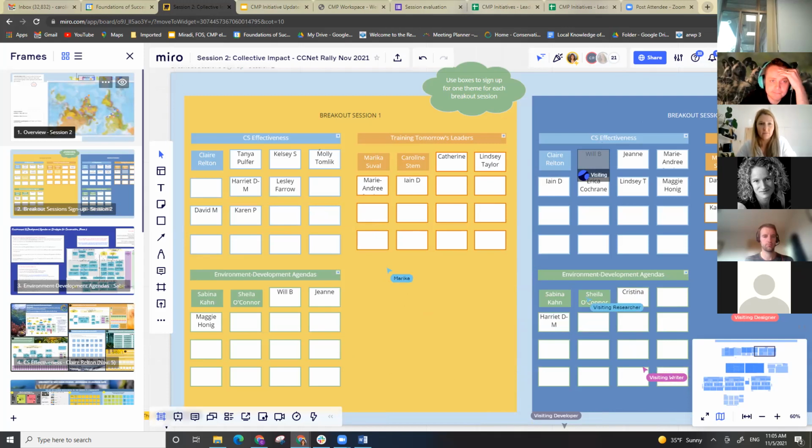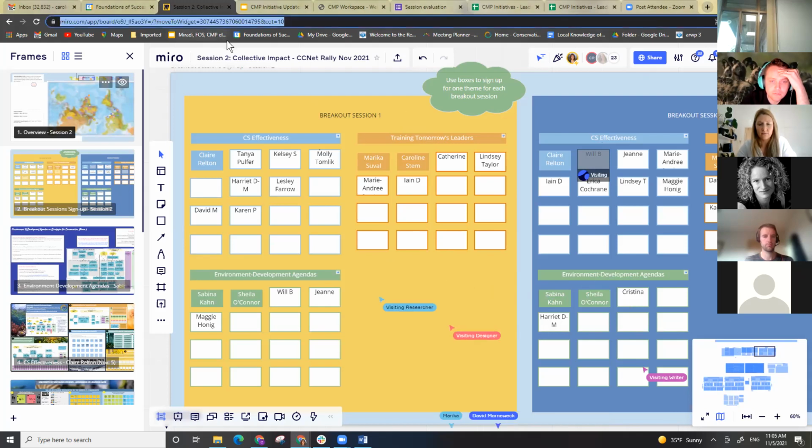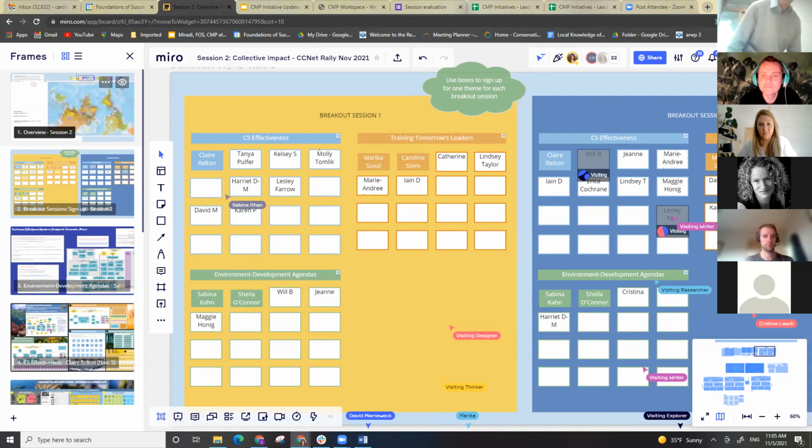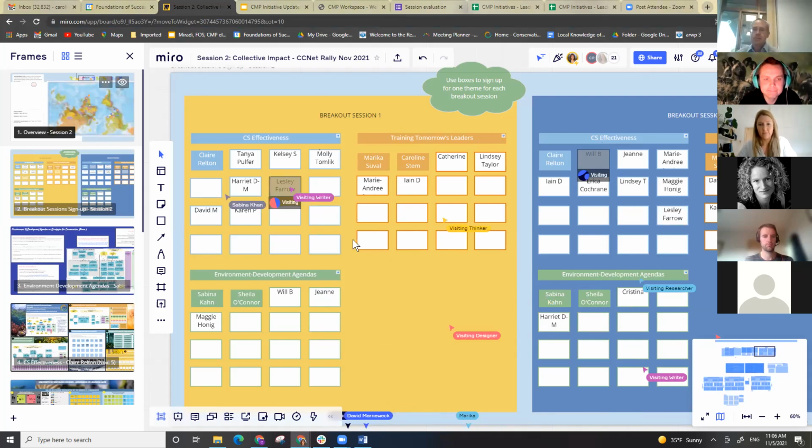Training for tomorrow's leaders is missing from breakout session 1 on my Miro, the orange one. Oh, really? Is it in the right link? Oh, you know what? I think maybe I went into the wrong link in the chat box. I'm so sorry, that was from last night. It's coming back. I picked it up from up above.